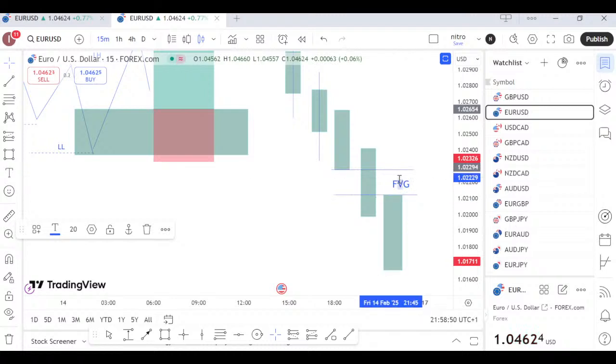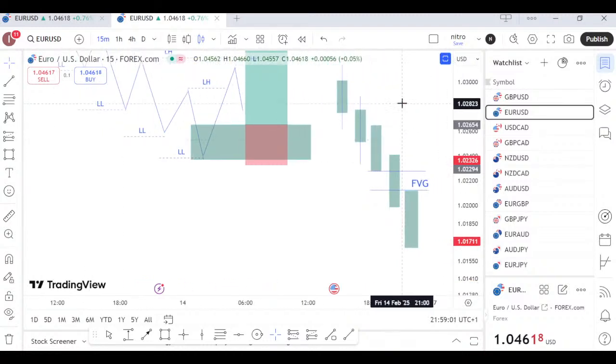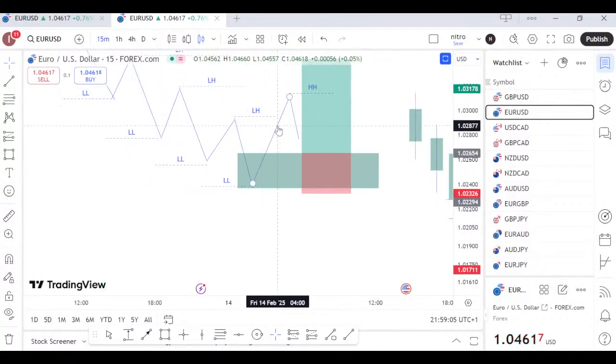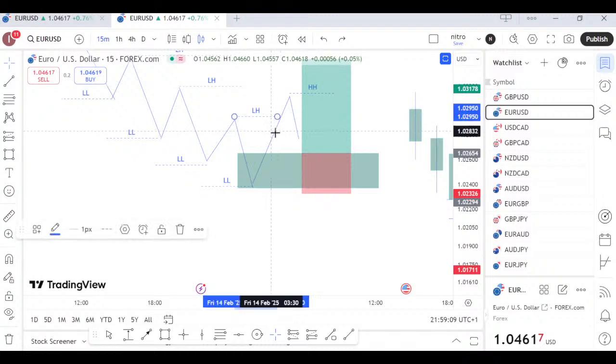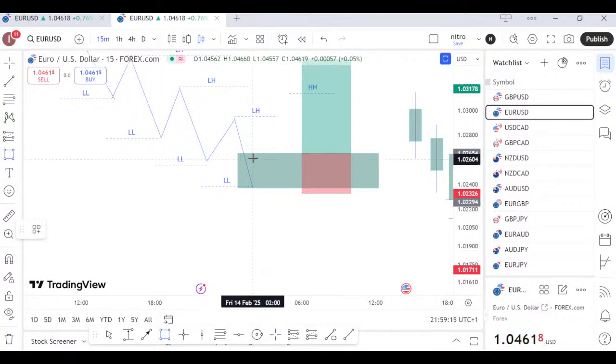So this fair value gap is an imbalance in the market that price delivery will always come and fill before it moves in our direction, right? I'm going to explain that here. So I'm going to take away this line here, and then I will use something like this.